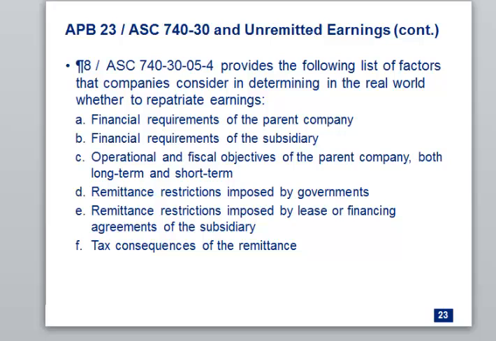Okay, so these are the things you need to look at, factors in assessing APB 23. And one of the factors, if you actually read APB 23, acknowledges that this item F, tax consequences of the remittance, is a relevant factor. No one likes to talk about that as part of the audit documentation, but it's acknowledged as a relevant factor. And it's last, even though in a lot of companies' minds it's first, but it's last on the list.